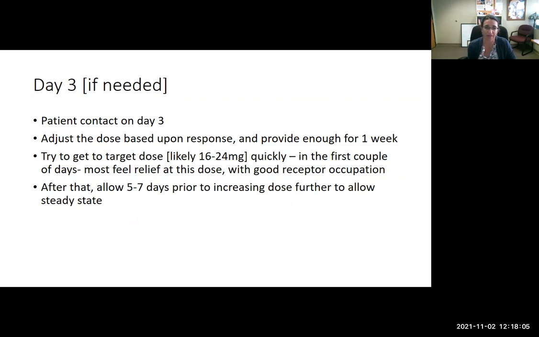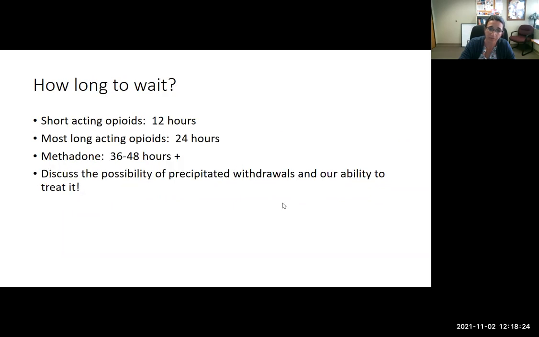You want to try to get, again, to that target dose quickly. And then after that, if you haven't reached the high end dose of 24 milligrams, you can allow for about 5 to 7 days, a few more days to see if you're going to need to increase any further based on their symptoms. So how long, again, are you waiting? We talked about the short-acting opioids, at least 12 hours before starting, most long-acting 24. Methadone is going to be even longer because methadone has such a lengthy and variable half-life. And so you're going to be looking at least 48, sometimes up to 72 hours.